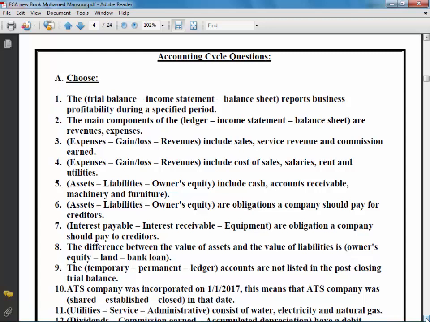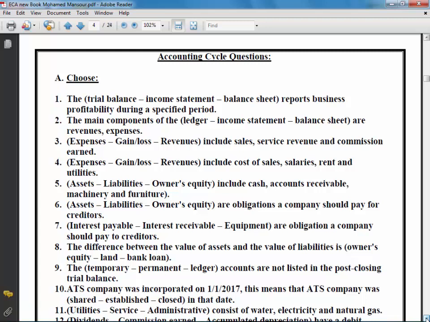Assets, liabilities, owner's equity include cash, accounts receivable, machinery, and furniture. All of these accounts are assets. Number 6. Assets, liabilities, owner's equity are obligations a company should pay for creditors. Of course, the answer here is liabilities.